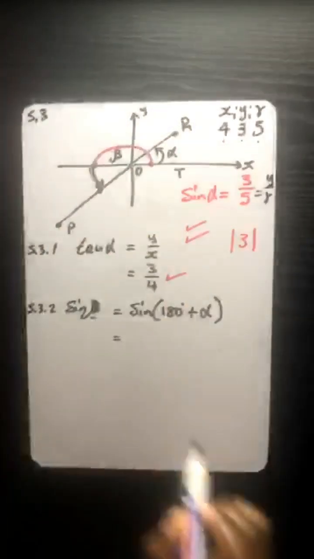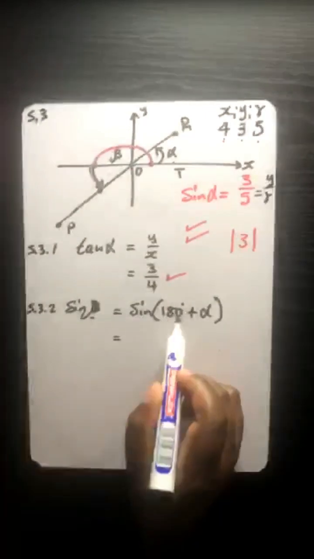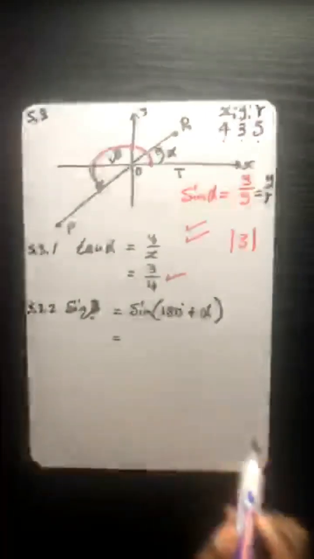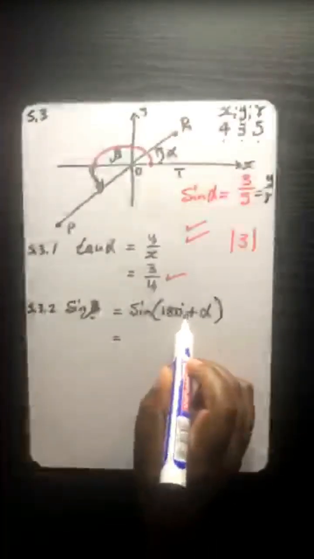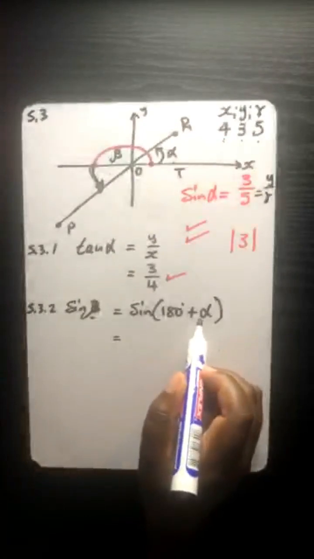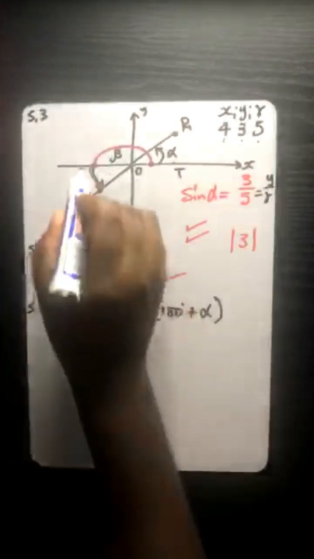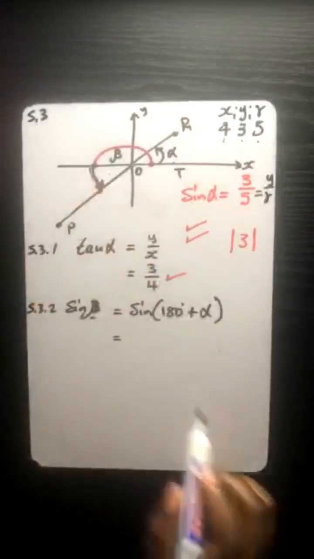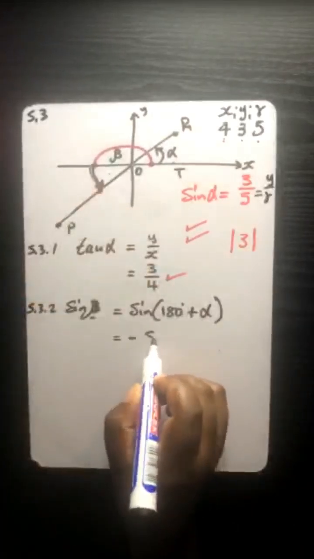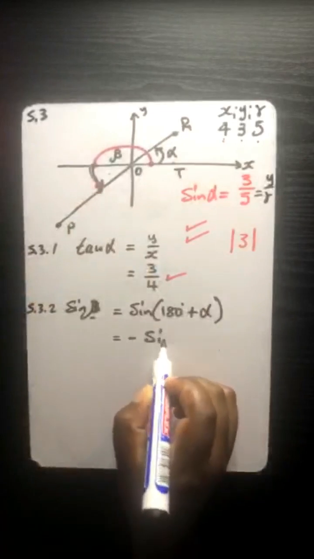I'm not sure if you guys are able to notice something. 180 degrees minus alpha is a reduction, so 180 degrees, no, not a minus but a plus. It takes you to which quadrant? In this third quadrant. And in the third quadrant, sine is negative. So that is why we're going to say negative sine of alpha.